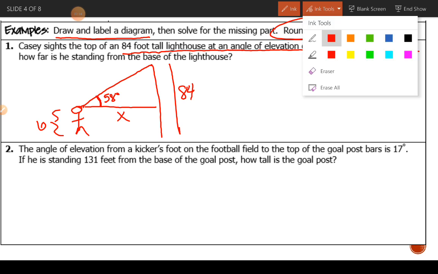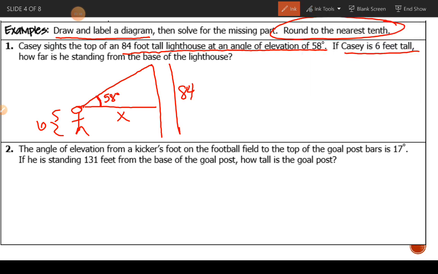Now the first kind of trick with this is, we're not using this 84, okay? Because Casey's line of sight starts 6 feet above the ground. So what we'll have to do is take that 84, subtract the 6 feet, and what we'll get is 78 feet. So this up here is going to be 78. That's what we're going to be using.